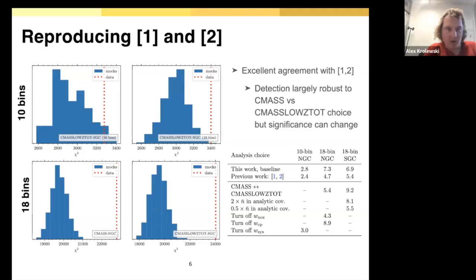And you can see, we have a very robust detection in the 18-bin case and a rather less significant detection in the 10-bin case. And over on the right, I'm reproducing a table from our paper that shows the number of sigma of these detections. We're matching quite well to previous work.